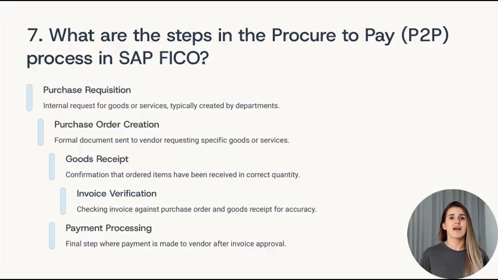Let's see another scenario-based question you might face. 7. What are the steps in the procure to pay, P2P, process in SAP FICO? Let me break this down step by step. The P2P process includes purchase requisition, purchase order creation, goods received, invoice verification, payment processing. From a FICO perspective, it mostly involves invoice posting and vendor payment.